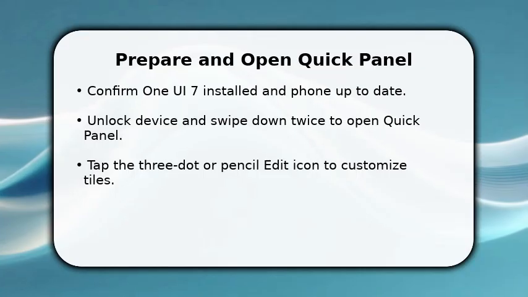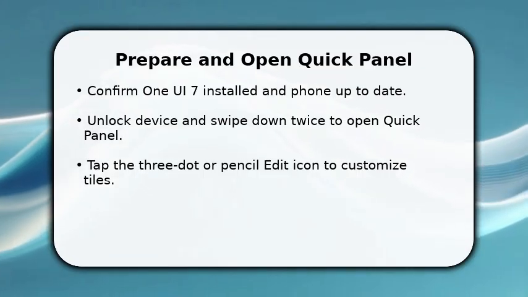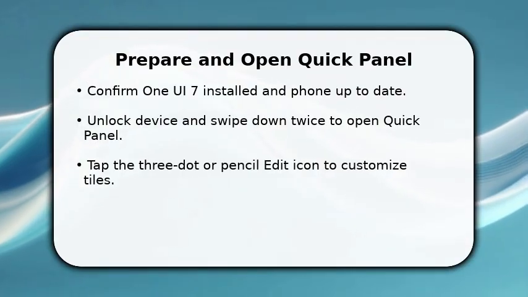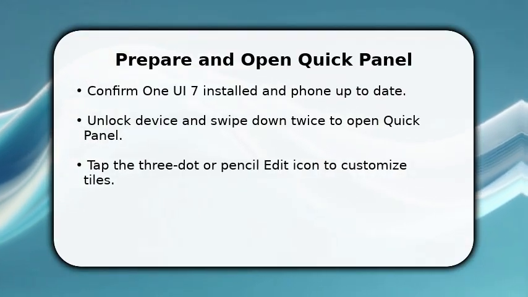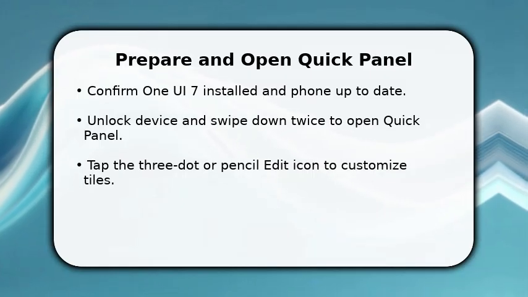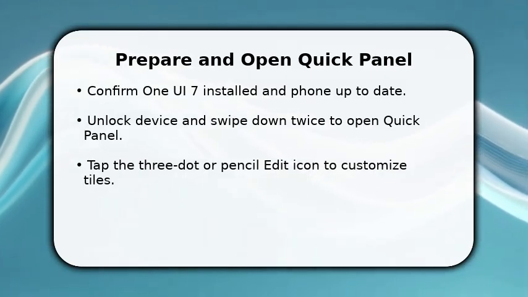Enjoy the video. You need One UI 7 and the latest system update. Once done, unlock the phone and swipe down twice to expose the full quick panel. You will see existing tiles and an edit control.